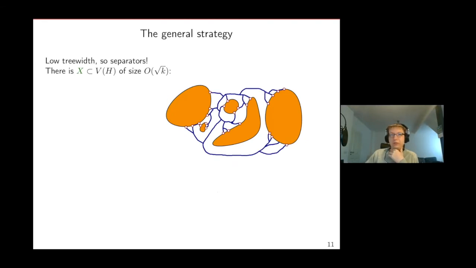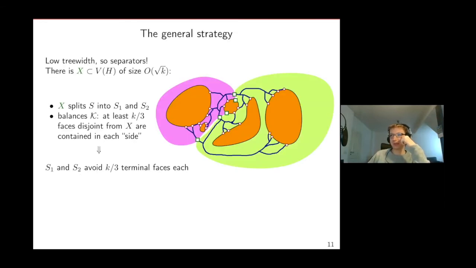So whenever you have low tree width, then you can use separators. So our strategy will be to try and separate this graph H. I will be looking for some vertex set capital X, which gives, in some sense, a good separation. And with planar graphs and separators, there are so many forms of separator theorems that it often takes a while to find the version that you need. Luckily, there was a version that we needed already available.